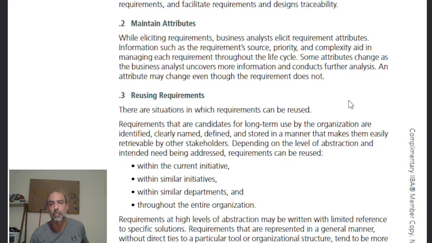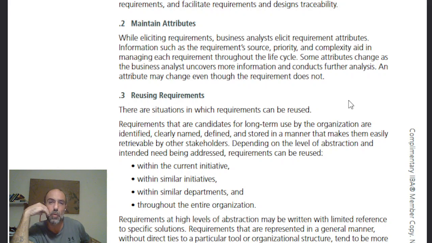With every requirement, we have that outline of where we are getting the information for it. And here, when maintaining attributes, we're documenting the source, the priority, complexity, and managing each requirement throughout the life cycle. Some attributes might change as the business analyst uncovers more information or conducts further analysis. So I would imagine an attribute like priority, when you're actually finished with it, you remove priority from the list.